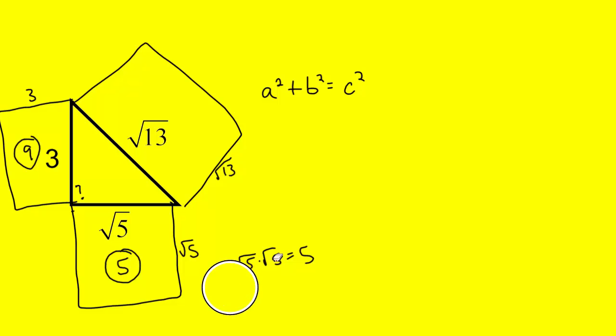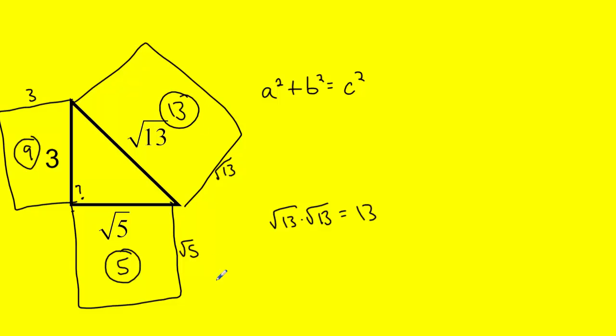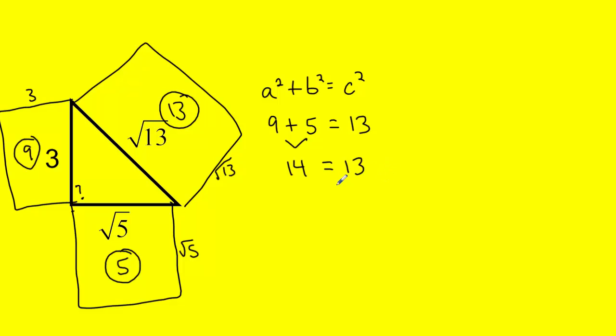So that was my side work. And then, if I look here, square root of 13 times square root of 13, well, I know that that's going to be 13 for this one. That's the area for that side, or for that square. And I can see that a squared, which is this square here, 9, plus the area of the other square, 5, should equal c squared, which is the area for the third square, the bigger square. And when I add 9 and 5, I get 14 equals 13, and this is not true.